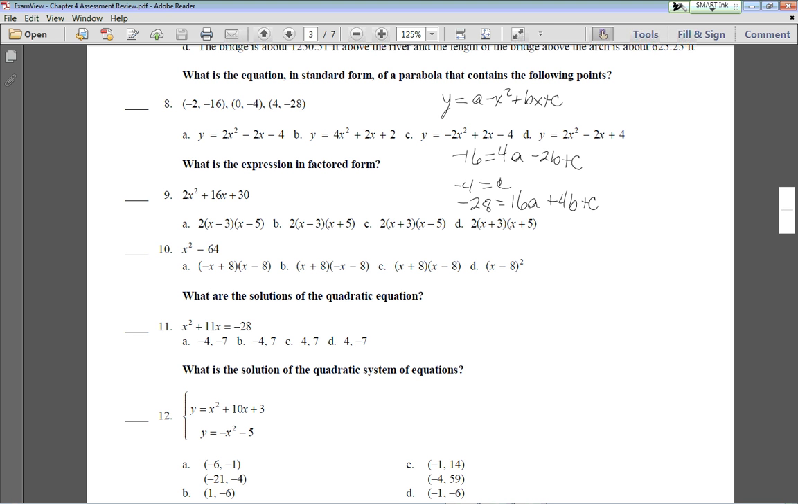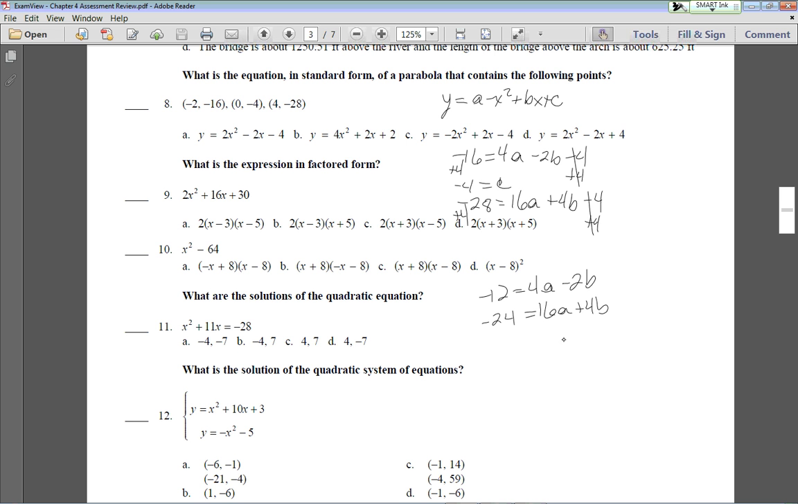Now, since one of our points, the x value was 0, we know what c is. C is negative 4. So what we can do is we can come over to these 2 equations, erase c, and replace it with negative 4. All right. Now, if we add the 4 over to here, we're going to get negative 12 equals 4a minus 2b. And if we do the same thing for this one, we're going to get negative 24 equals 16a plus 4b.